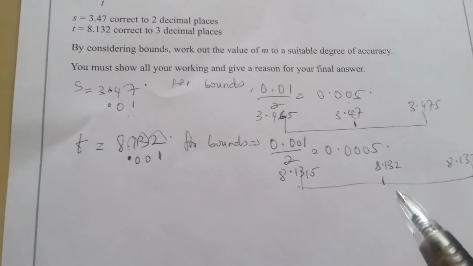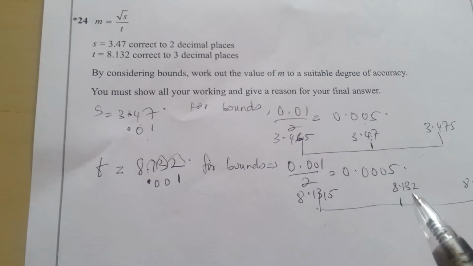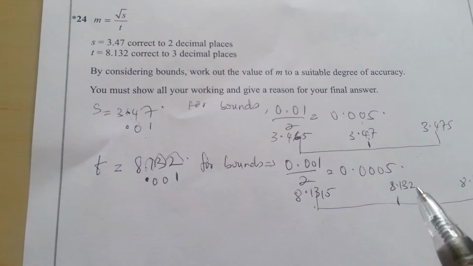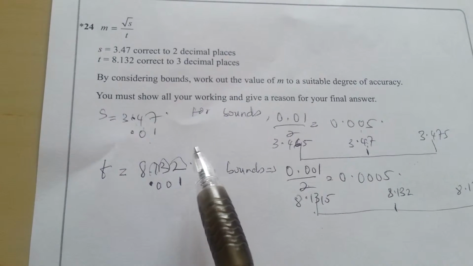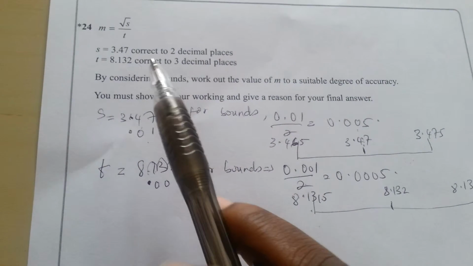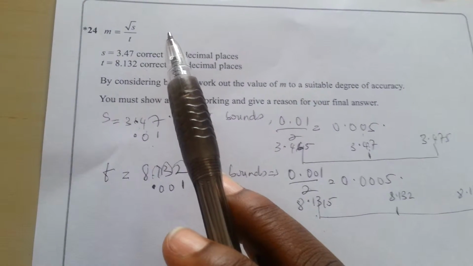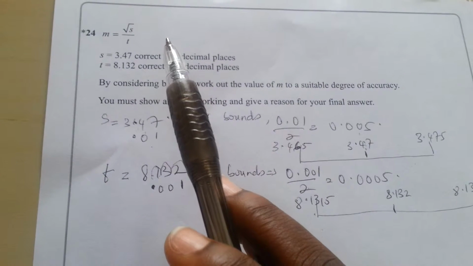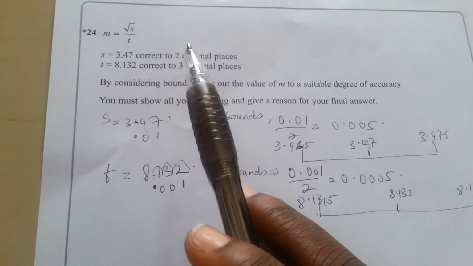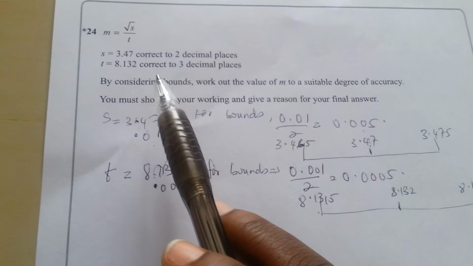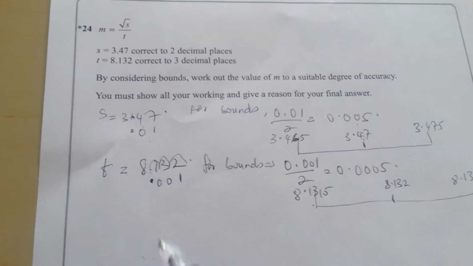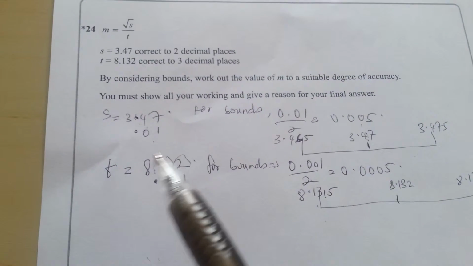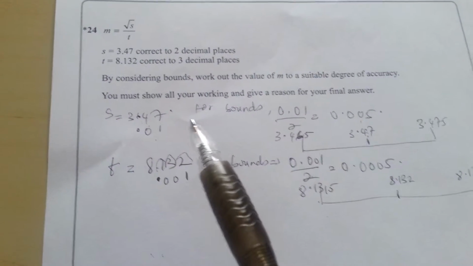Now why are we getting the upper and lower bounds? That's because when we want to get the best answer from a division, that's for upper bound division, we have to make sure that we use the upper bound of the numerator and the lower bound of the denominator. Then for lower bound division, we have to make sure that we use the lower bound of the numerator with the upper bound of the denominator.